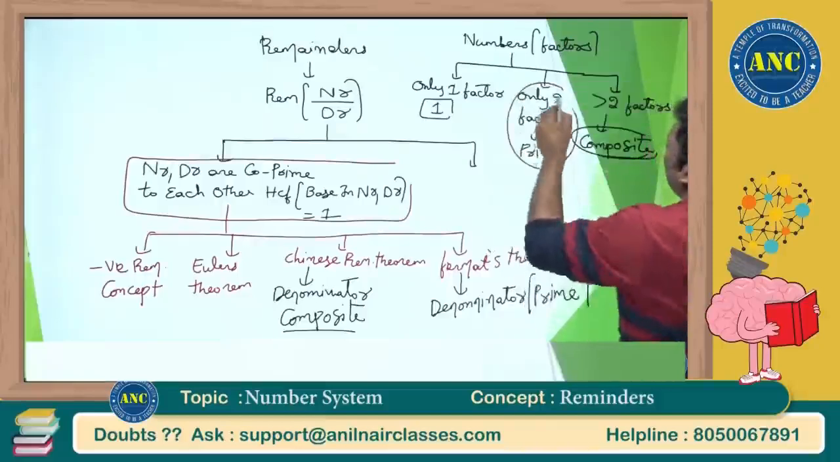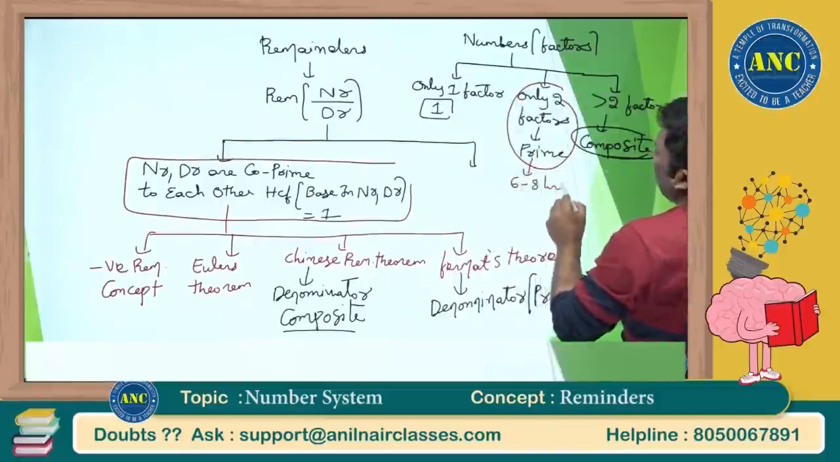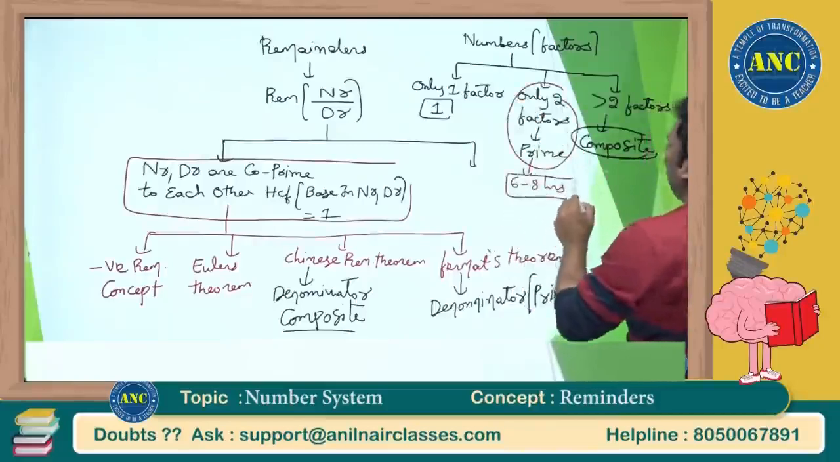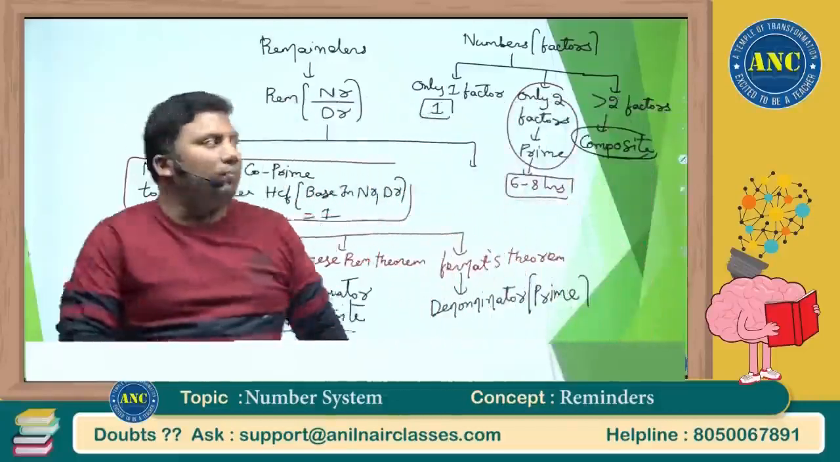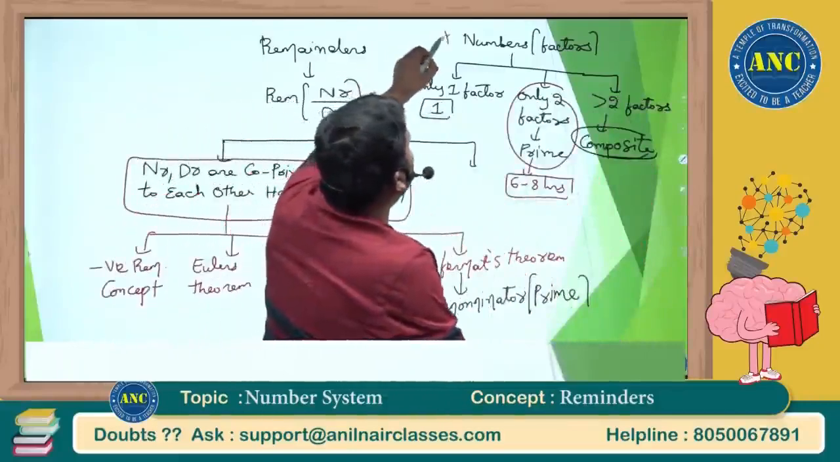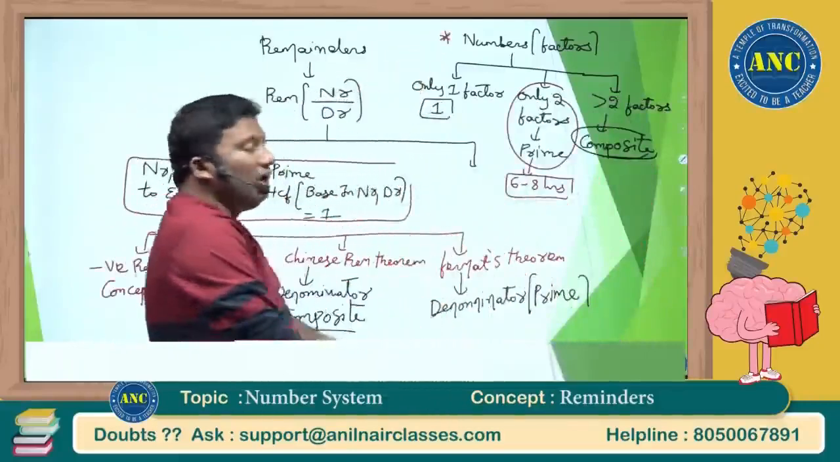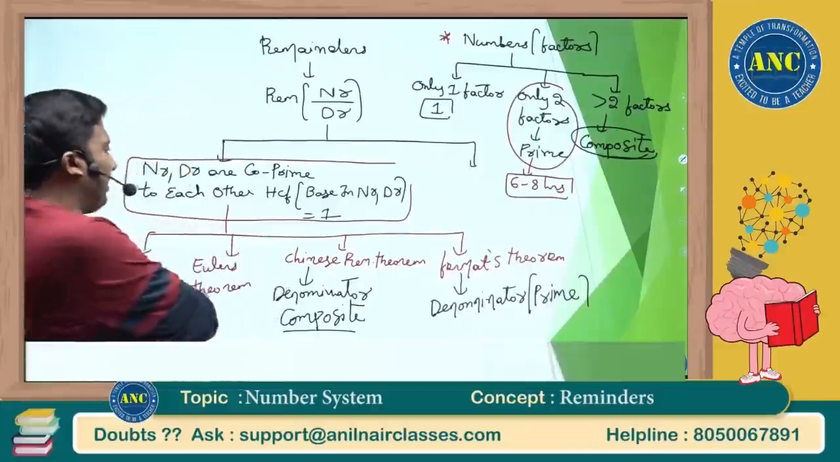Only on prime numbers, in my paid batch I will discuss a 6 to 8 hour class so that a student will understand all the 15 to 18 models of questions that can come in prime numbers. Numbers are classified based upon factors: only one factor, only two factors and more than two factors.